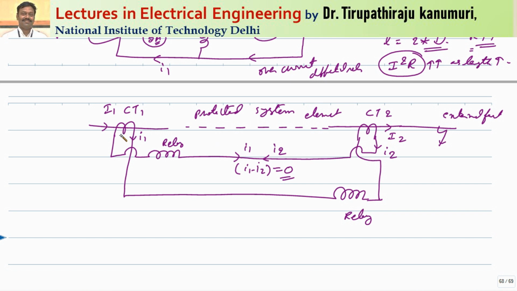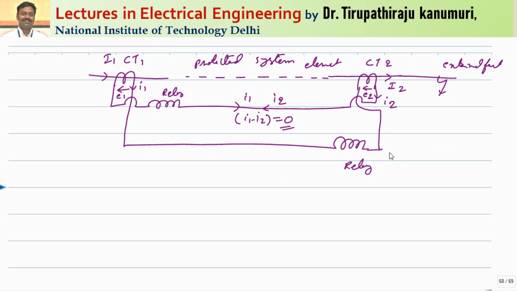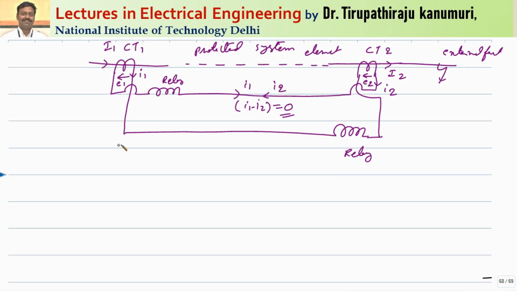That means the relays are connected in series opposition, so the voltages are induced such that the difference between the two is equal to 0. They are connected in such a way. For example, let the EMF induced in this one be E1 and the EMF induced in this one be E2. So E1 minus E2 will be equal to 0 under normal operating conditions. Now when the fault happens inside, this is my CT.